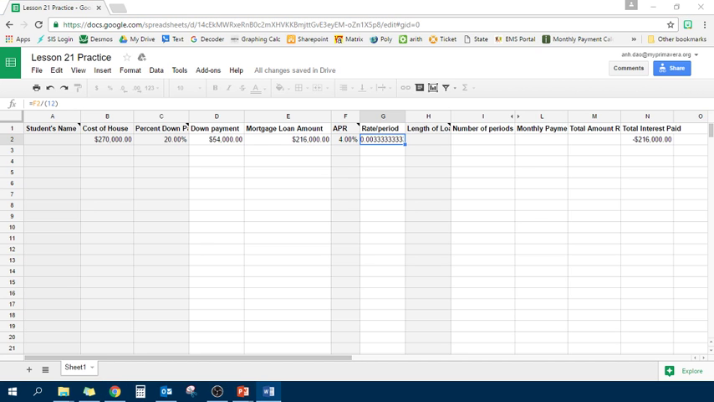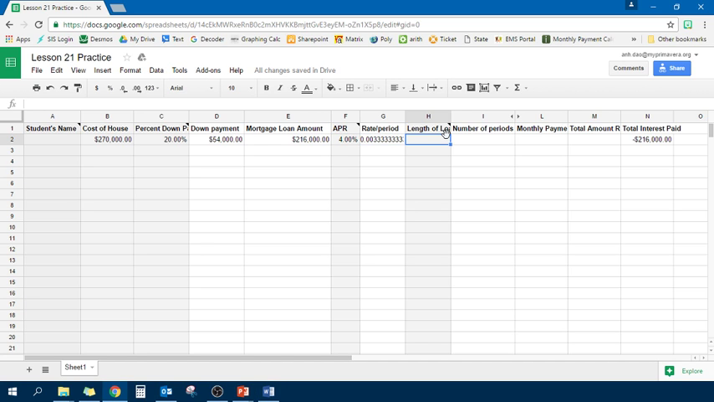Alright, so the length of the loan is how many years you will take the loan out for. Many people choose 30-year fixed loans, so I'm going to enter 30 years here. The number of periods, just in case you were wondering, is just the length of the loan multiplied by 12, because there are 12 months in a year and you're paying monthly payments. So after 30 years, you're making 360 payments.